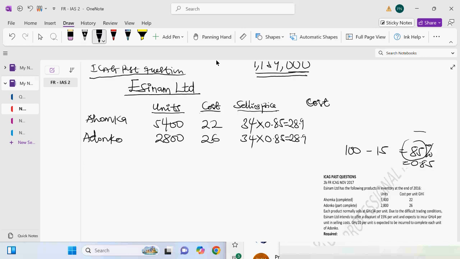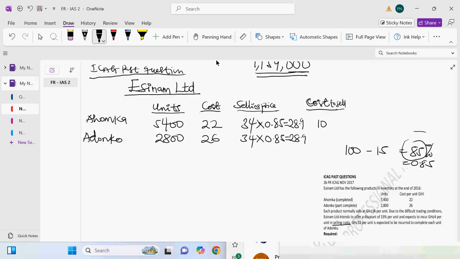Cost to complete. Did they give us the cost to sell? And expect to incur 4 CD per unit in selling cost, right? And 10 cost per unit is expected to be incurred to complete. So we said cost to complete and then cost to sell, the estimated cost of selling, right? So what is the cost to sell? Is it 10, right?